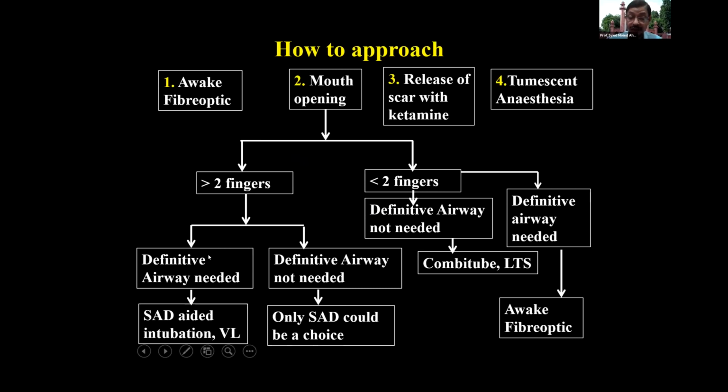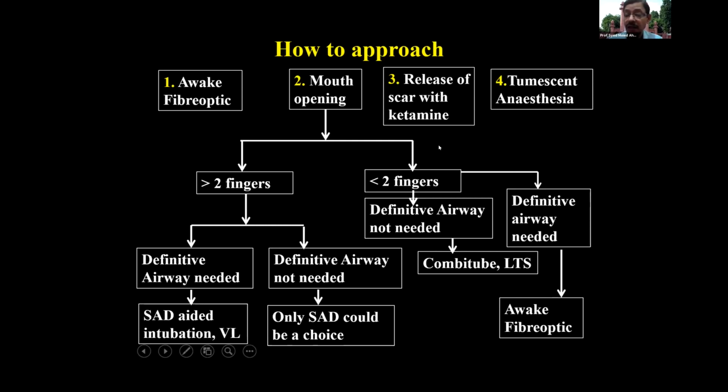Now, if the patient has more than two fingers and does not need a definitive airway, we can straight away go with the supraglottic airway device and carry on the case. But if the patient has less than two fingers and a definitive airway is not needed, combitube and laryngeal tube suction could be a choice. But if you think that the patient needs a definitive airway, you can go with a fiber optic airway. Now this is again a gold standard. So this is what I tried to enumerate.